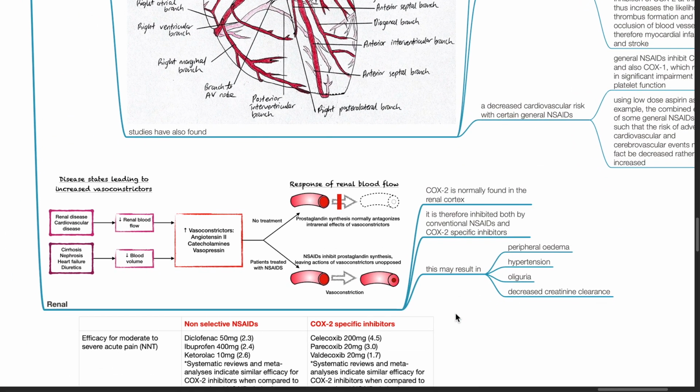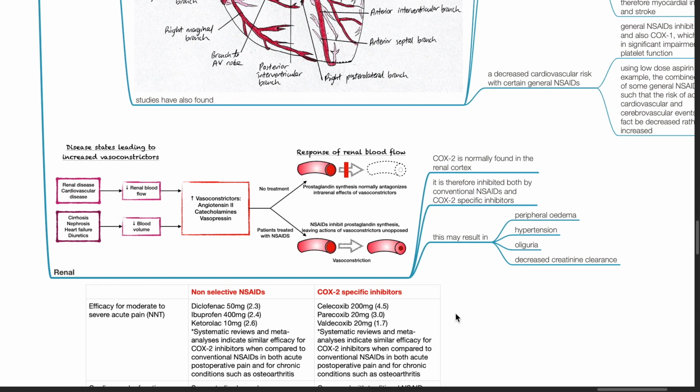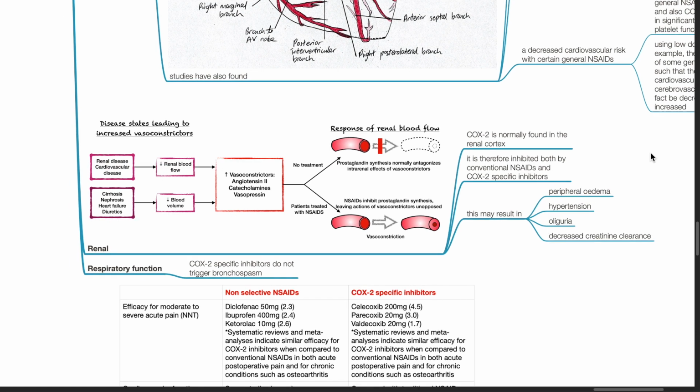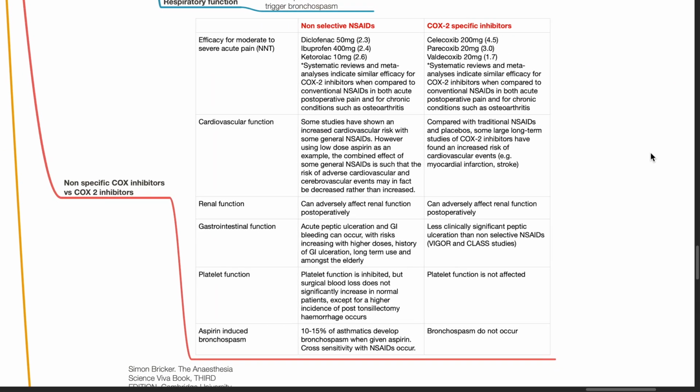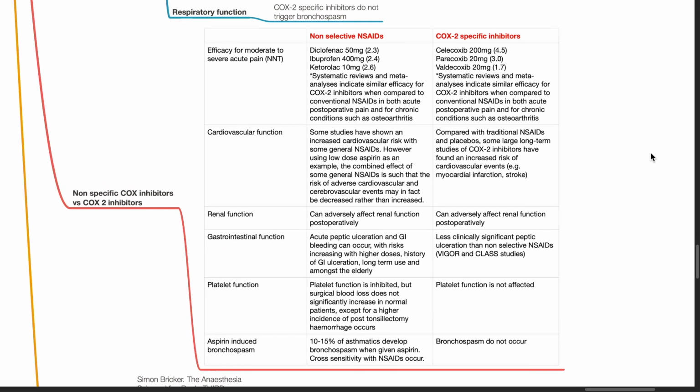Renal effects. COX-2 is normally found in the renal cortex. It is therefore inhibited both by conventional NSAIDs and COX-2 specific inhibitors. This may result in peripheral edema, hypertension, oliguria, and decreased creatinine clearance. Respiratory function. COX-2 specific inhibitors do not trigger bronchospasm. This table summarizes what has been discussed, comparing non-selective NSAIDs and COX-2 specific inhibitors.